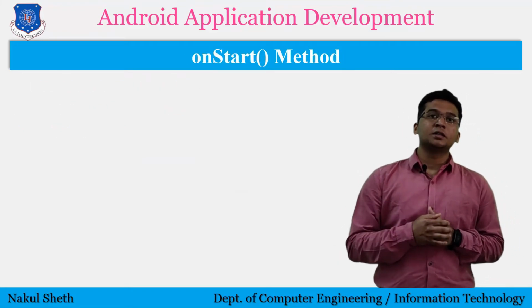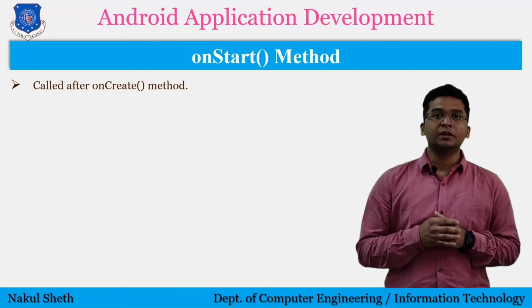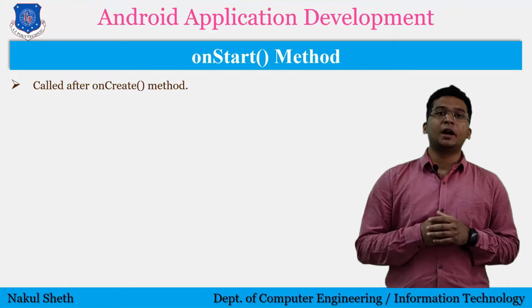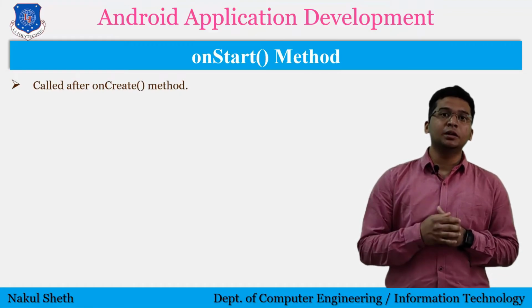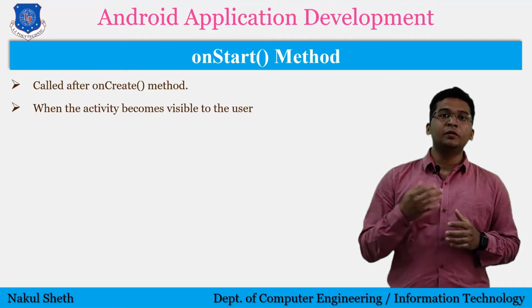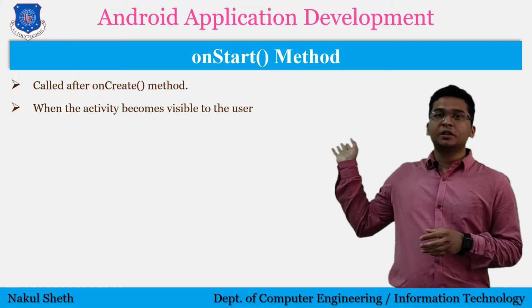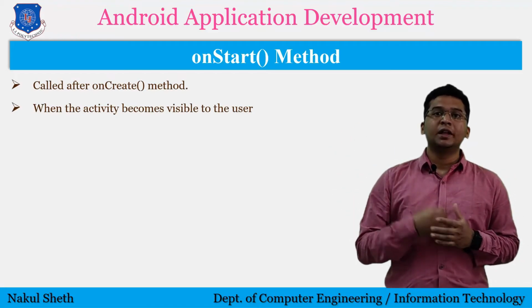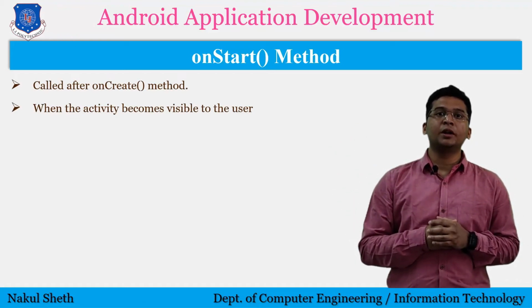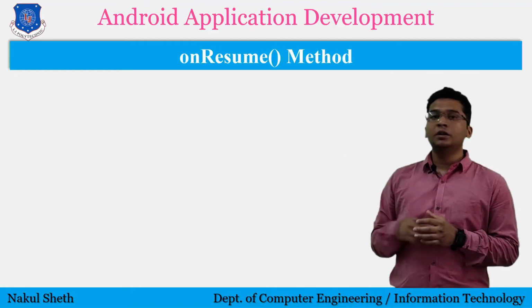Now let us discuss the next method, which is onStart. The onStart method is invoked by Android after the onCreate method. It is also called when an activity becomes visible again to the user. When this method is invoked, the next method called is the onResume method. So let us discuss onResume.